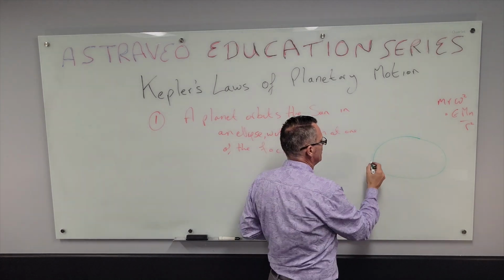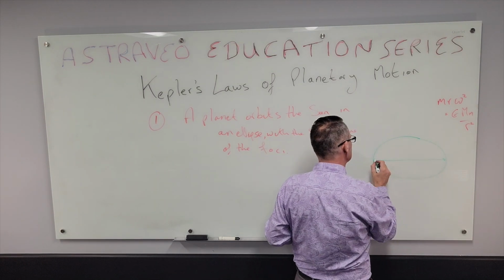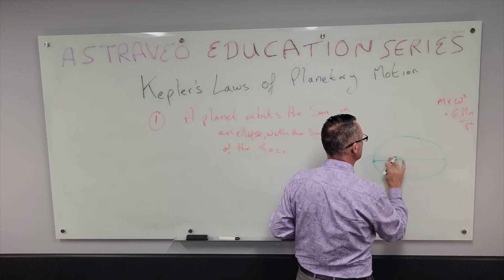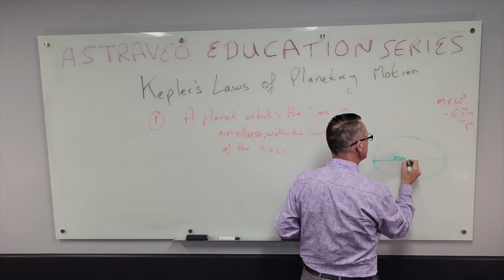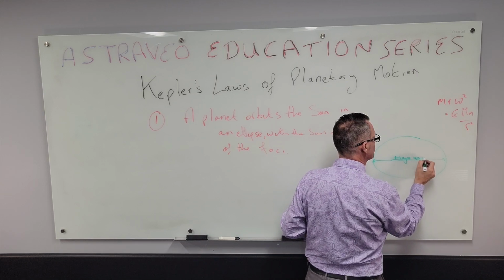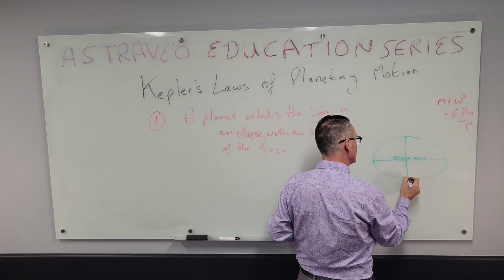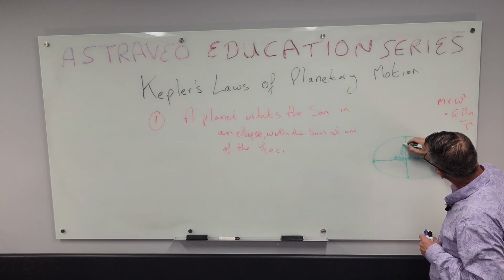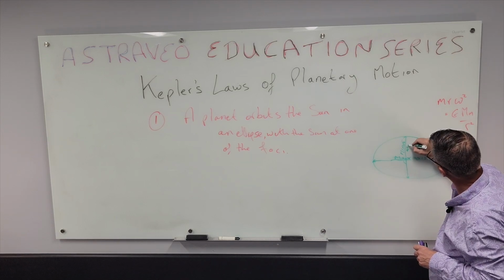It has a couple of very nice mathematical properties. This, the whole way across, is called the major axis, because it's the longest one; don't forget this is squished. And this one is called the minor axis.